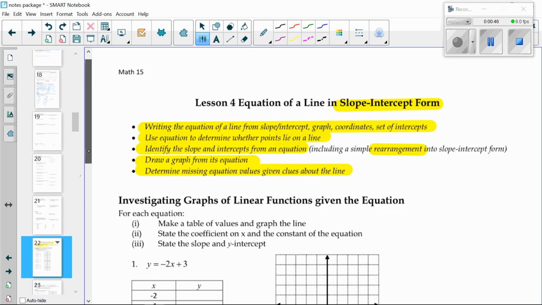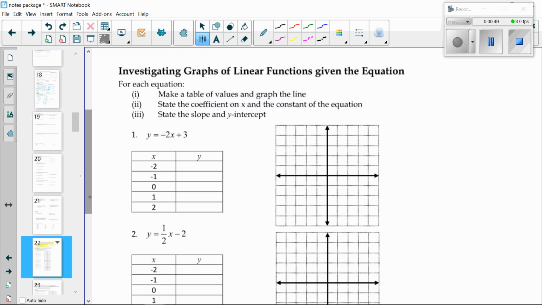Okay, so investigating graphs of linear functions given the equation. From each equation, make a table of values and graph the line. State the coefficient on x and the constant of the equation. State the slope and the y-intercept. So we can, for any graph or function, use key points, and typically we use -3, -2, -1, 0, 1, 2, and 3. You can just use these, but these are points that you are always going to use to graph any function, so these are called key points.